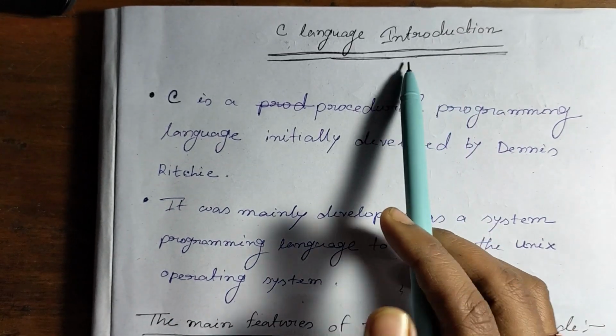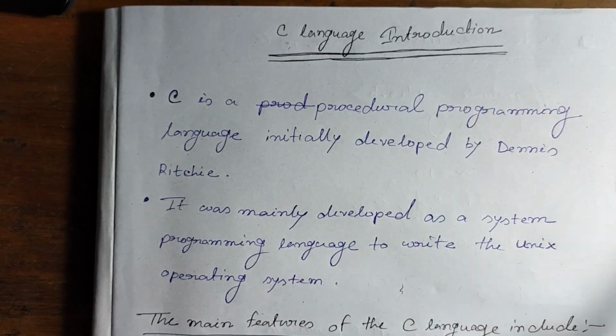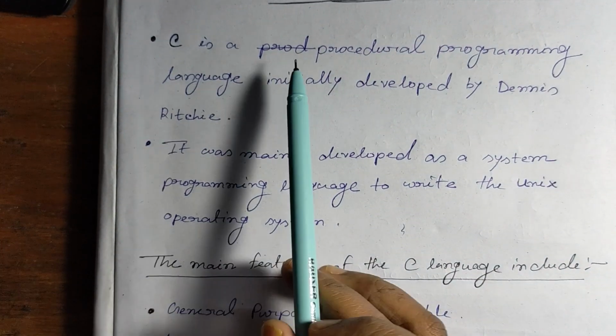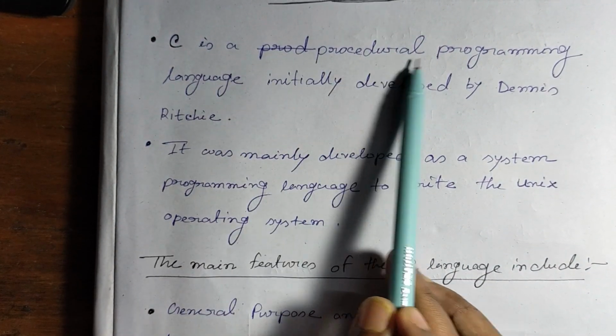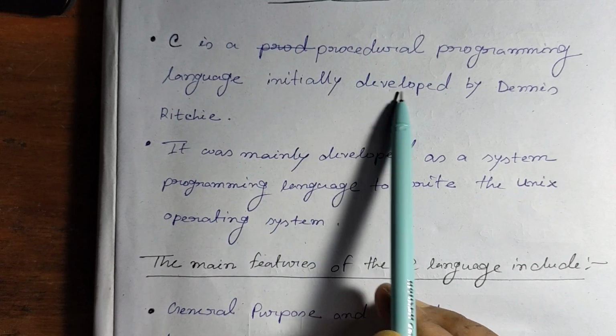Everyone, today we will start with C language introduction. So at first, what is C language? C language is a procedural programming language initially developed by Dennis Ritchie.